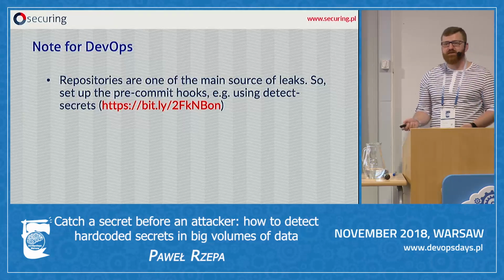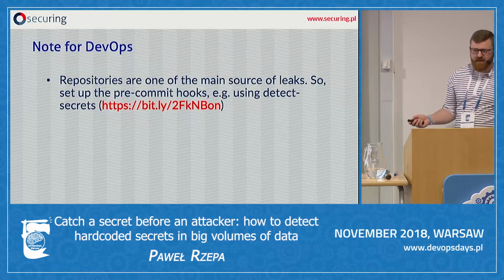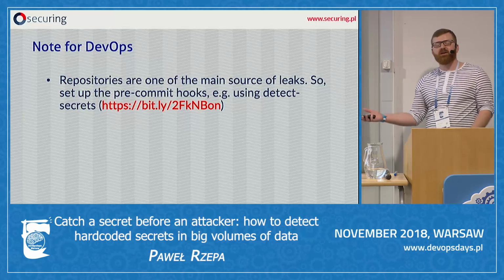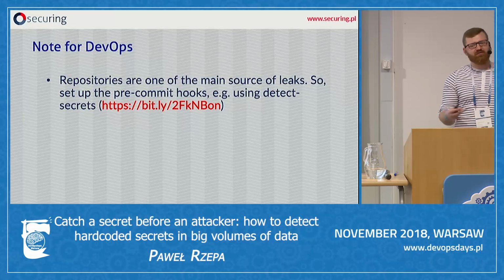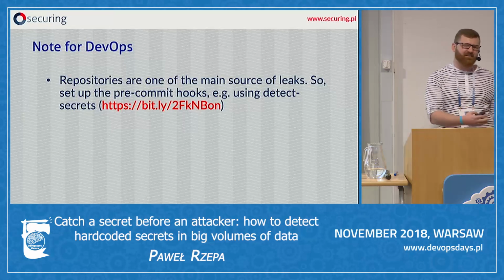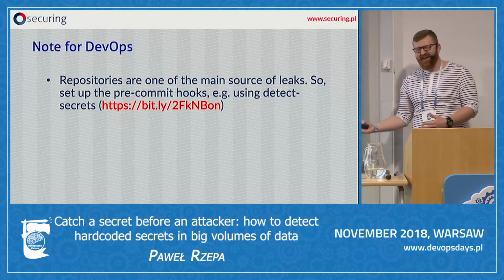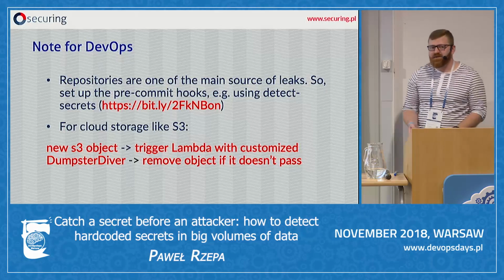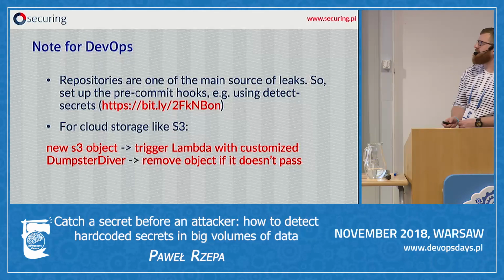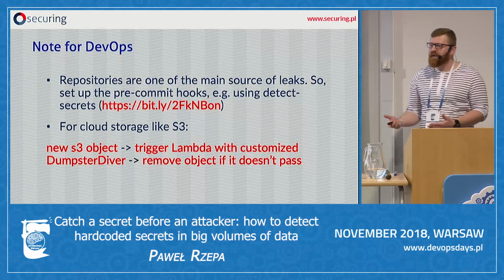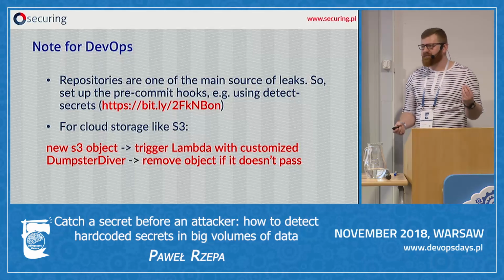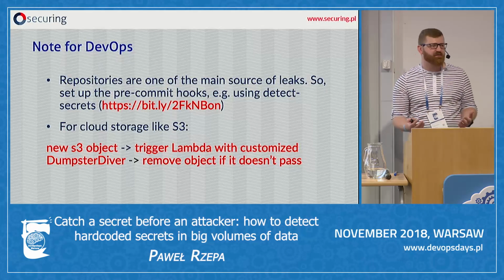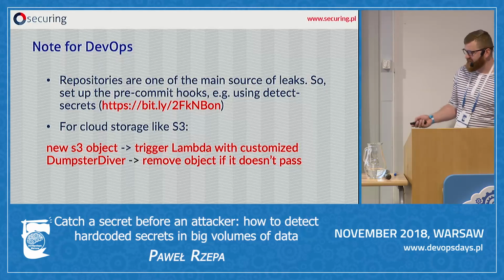Of course, you can use services like GitGuardian, etc. However, again, it's about trust, because you are giving the API keys to a third-party company, and if they detect a secret, then they have this secret. So up to you. And for cloud storage, for example, a simple storage service, you can create a Lambda which will detect every newly appearing object. It will analyze it, and if it contains some secrets, then you can remove it.